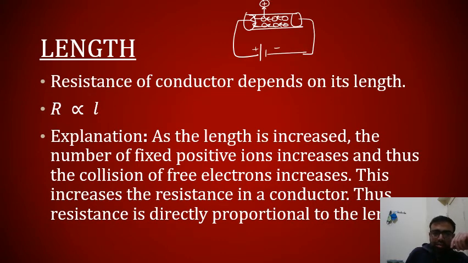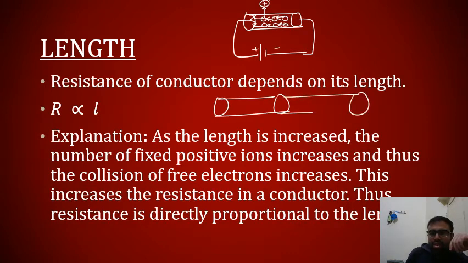So if the length of the wire is increased, what will we get? The resistance will be increased. How? If the length of the wire is increased, electrons will undergo more and more collisions. So collisions are called resistance here. So resistance will be increased with the length because electrons will face more collisions.